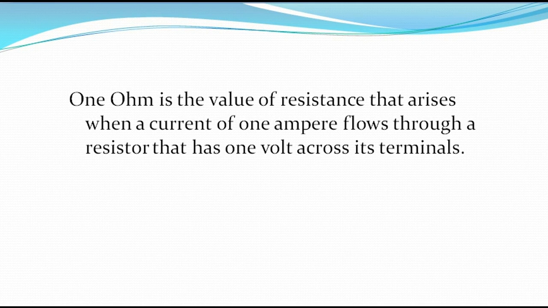A resistor has 2 terminals, 1 leg here, 1 leg here. Each time, just remember, as I said, voltage is always constant. Voltage pushes the current. The unit of voltage is volts, the unit of current is amps, and the unit of resistance is ohms. So 1 ohm is the value of a resistance that rises when a current of 1 amp flows through a resistor that has 1 volt across its terminal.